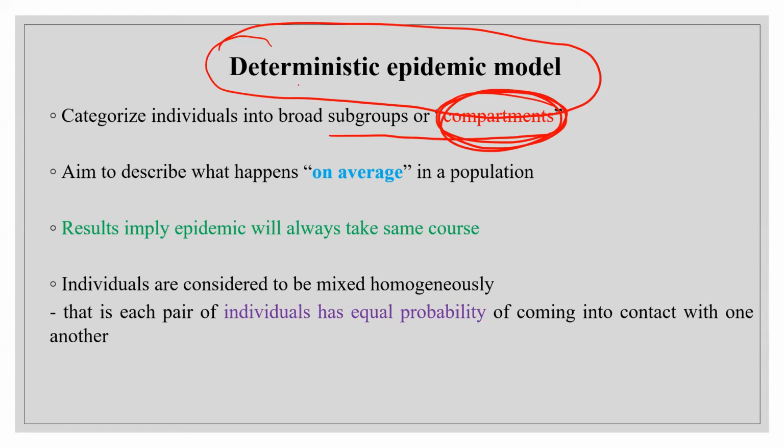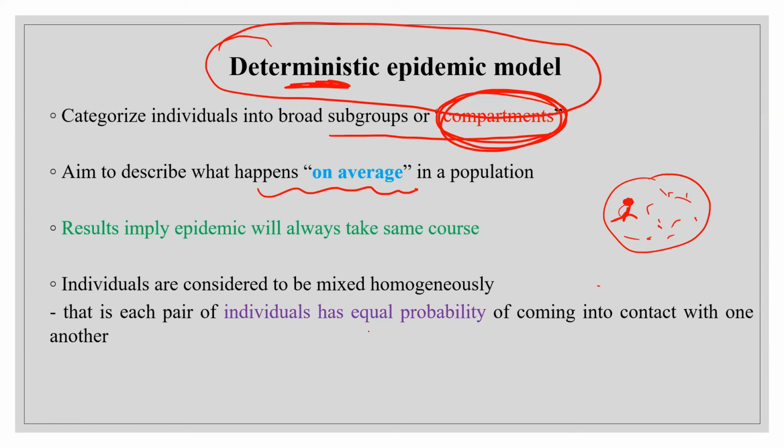The aim of the deterministic epidemic model is to tell what will happen on average. It talks about the average. It doesn't tell when one individual will recover or something like that, but it tells what will happen on average to the whole population, right? So it will always tell you what happens on average in the population. It will not take one person and give you information about him.